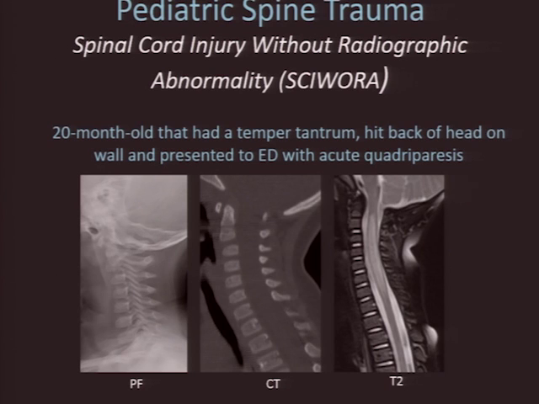It's a 20-month-old that had a temper tantrum and hit the back of her head on the wall and presented to the ED with acute quadriparesis. And the plain film and the CT are totally negative. And the MRI, really, there's no sign of any soft tissue injury or bone injury, but the cord is markedly abnormal.